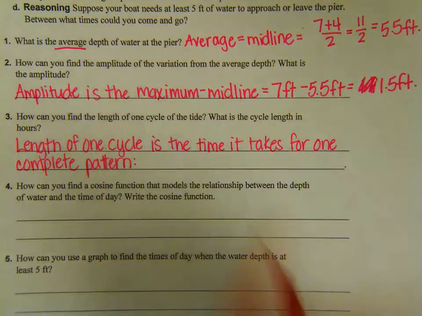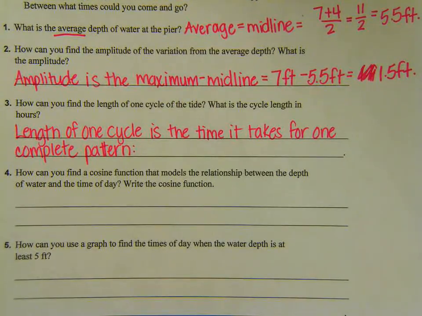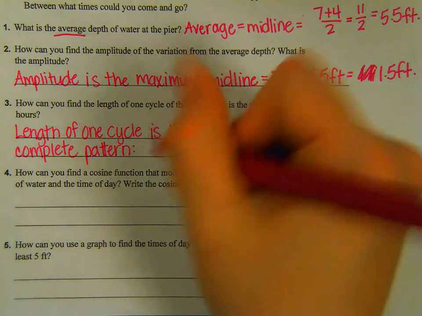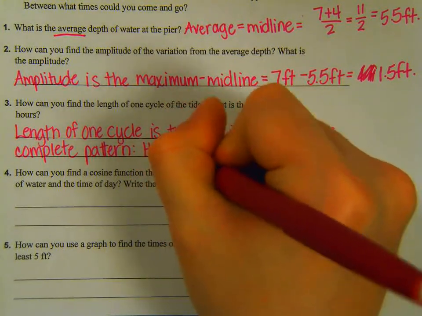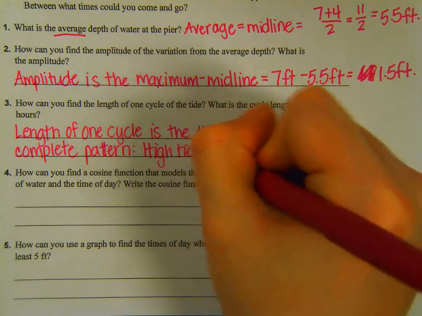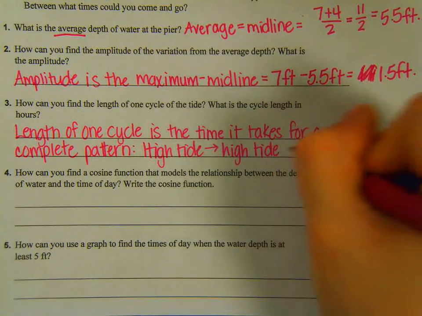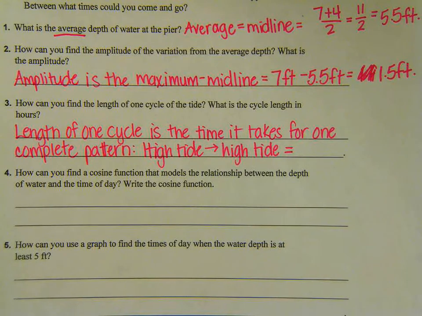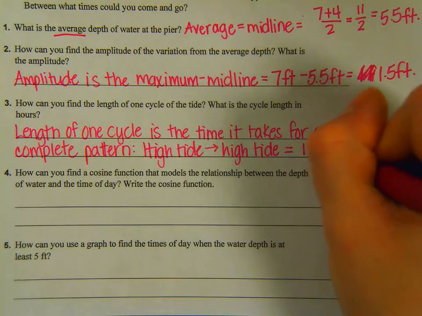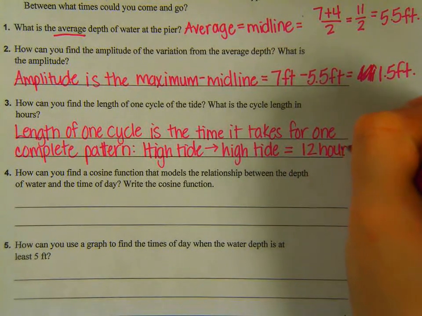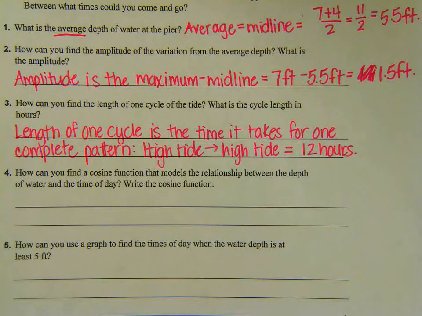So what you're looking for is, if we start at high tide, how long does it take to get back to high tide? So high tide to high tide. So how long does it? About 12 hours, yes. So that's going to be my cycle length.